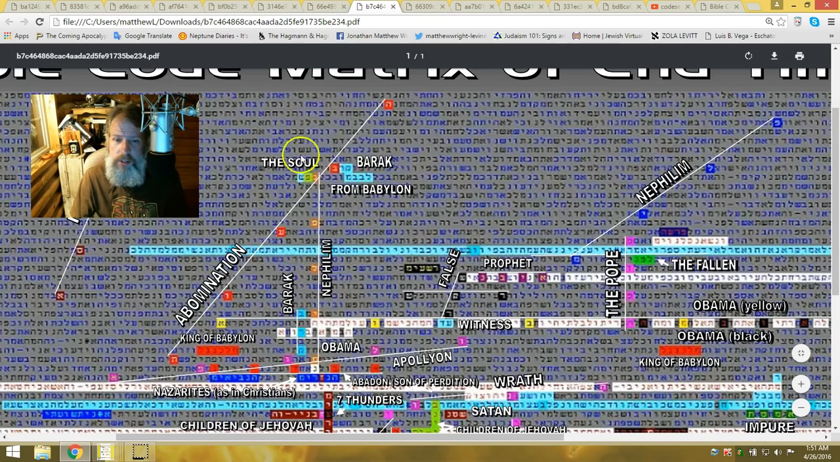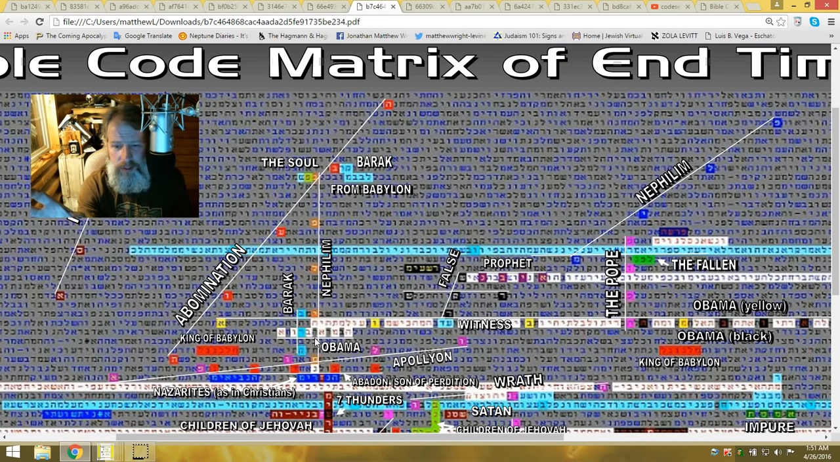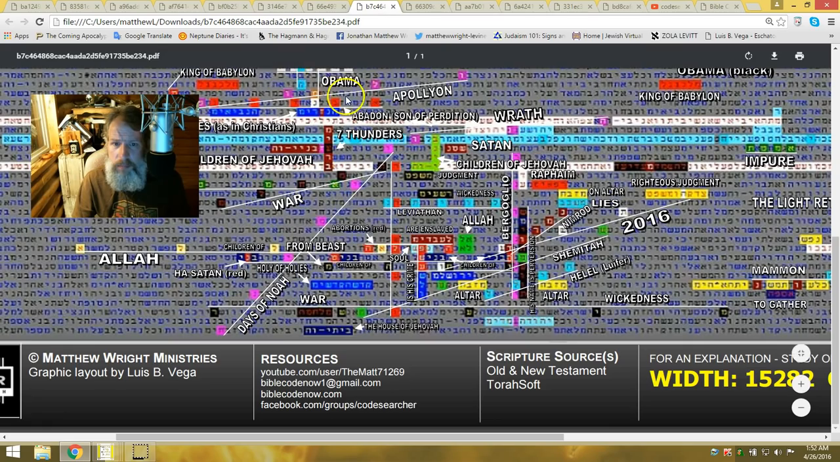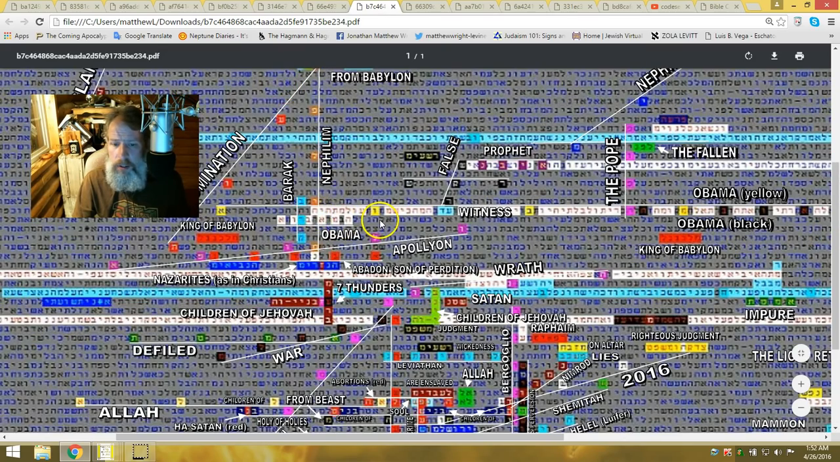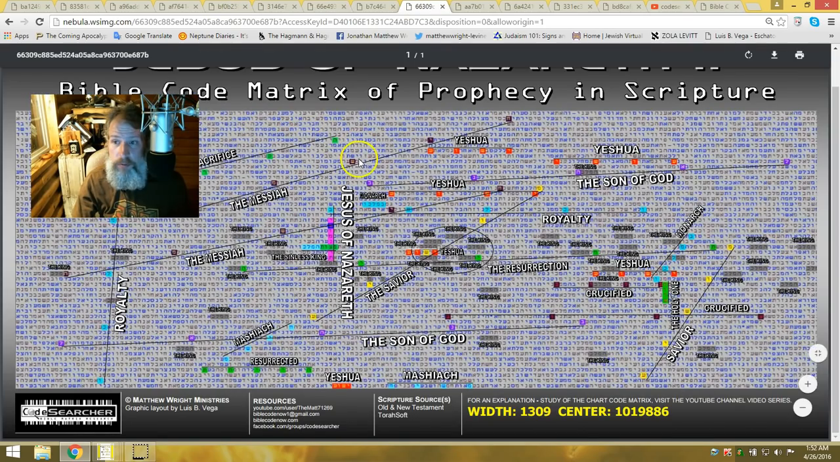Obama's name is also in here. Look at that. Here's a perfect example of what I've said before: Obama's name is not just in the verses about Gog and Magog. Here it is right here in one verse written backwards. And I don't have it marked where that is. I'm not sure what book that is, but you can see there his name is written backwards right in one verse. Next one.